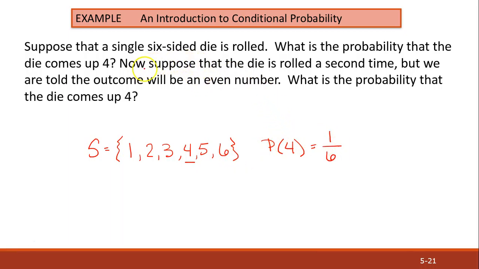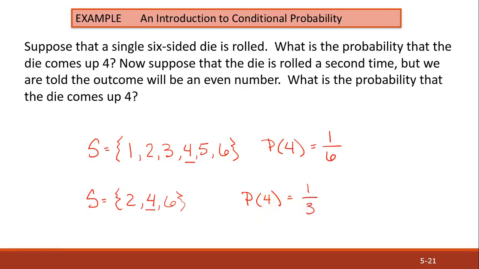Now let's look at this right here. It says, now suppose that the die is rolled a second time, but we are told that the outcome will be an even number. What is the probability that the die comes up 4? So here is our sample space in the second roll. Since we know that it's going to come up as an even number, out of 6 numbers there, only 3 of them are even: 2, 4, and 6. Now, what is the probability that our die comes up 4? Well, there's one 4. Our probability of 4 now is 1 out of 3.